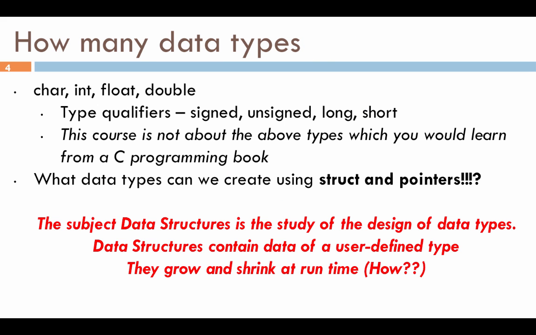Now let's just stop for a minute and ask, how many data types do we know now? Well, we know characters, we know integers, we know floating point data types, we know double precision, right? And many of these also have type qualifiers. For example, you must have seen signed integers, unsigned integers, signed characters, unsigned characters, long and short type qualifiers. These are qualifiers that are associated with the data types character, integer, float and double.